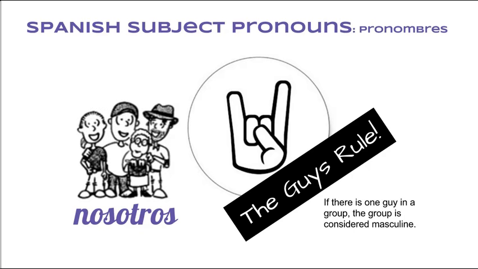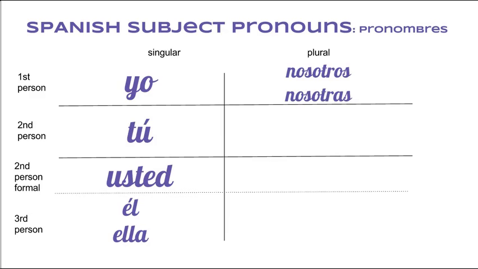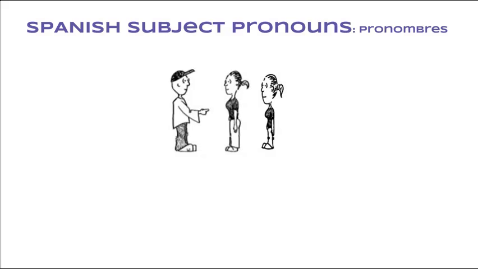So if there are guys and girls in a group that you're in, you would use nosotros to say we guys and girls. To help you remember that, I call it the guys rule. Because, well, at least when it comes to Spanish grammar, guys rule. So the first person plural pronouns are we guys, or nosotros, and we girls, or nosotras.